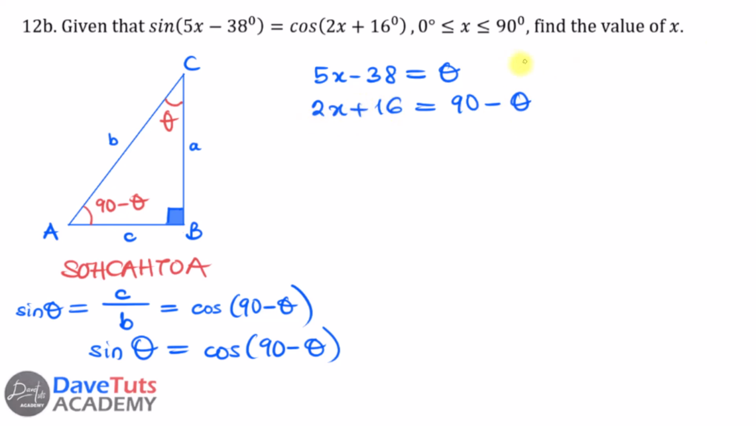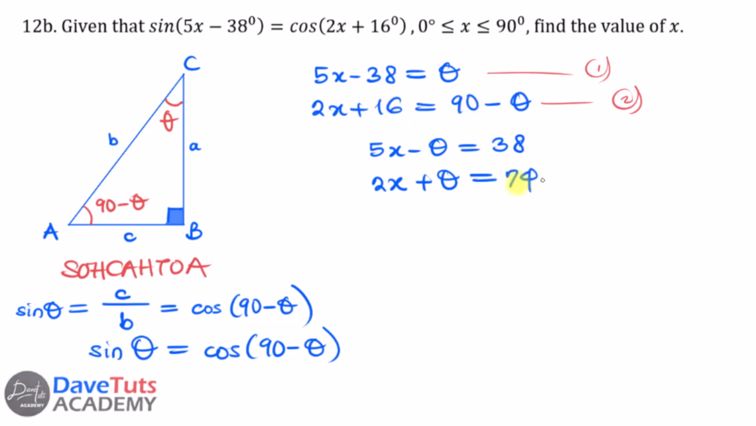And then if I'm to just tag this as equation 1 and this as equation 2, I can simplify equation 1 to say I have 5x minus theta is equal to 38. I just collect unknown terms to the left hand side. Then in this second case I have 2x, then this minus theta when it comes to this side becomes plus theta is equal to 90 minus 16. When I subtract 16 from both sides, it will knock out from the left hand side. On the right hand side, 90 minus 16 will be 74. So I have these two equations that I want to solve.